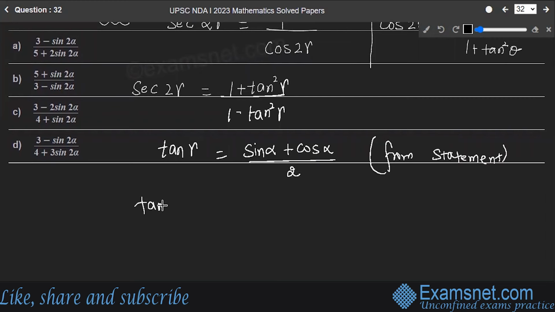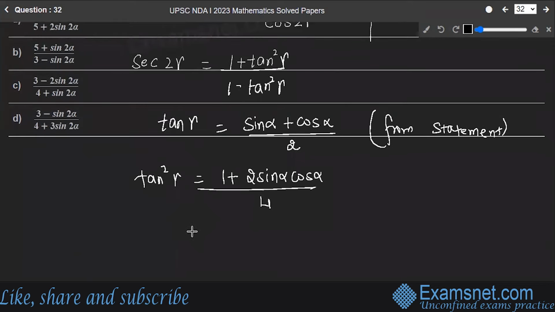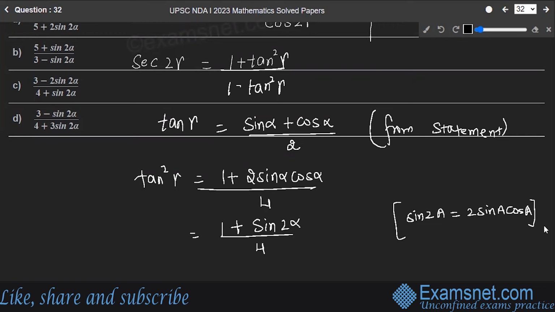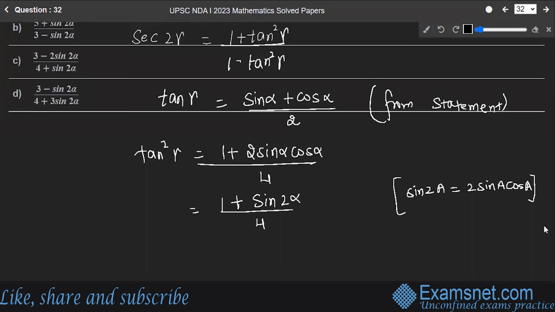So you will have tan square gamma is equal to, I'm doing the square right away. You will have (1 plus 2 sine alpha cos alpha) upon 4. You know, 2 sine alpha cos alpha is equal to sine 2 alpha, so it is (1 plus sine 2 alpha) upon 4. You know this formula, sine 2A is equal to 2 sine A cos A, right? Okay. So now I'll put this value in this equation.